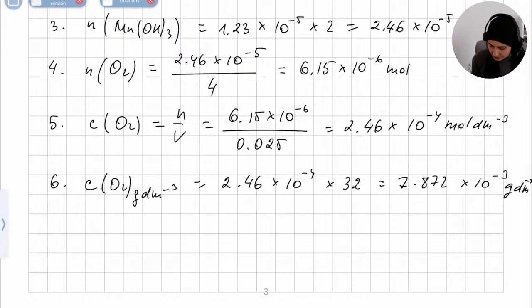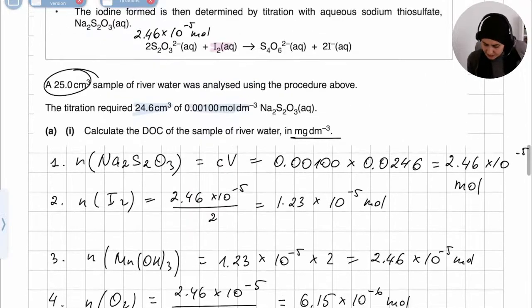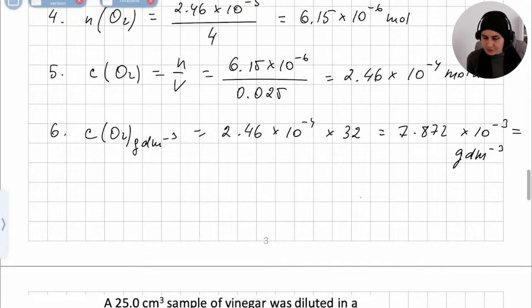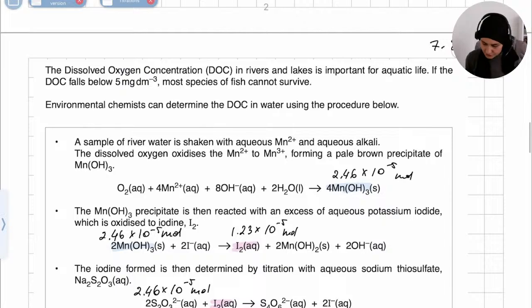Why is it per cubic decimeter? Well, because this was how many moles you have in 1 dm cubed. If I multiply by molar mass, it's how many grams I have in dm cubed. And that's exactly what it says, how many grams you have per cubic decimeter. And then I just have to convert it to milligrams, because they want milligrams. To convert from grams to milligrams, you multiply by 1,000. So the 10 to the minus 3 would be gone, per dm cubed. And I had the answer from the mark scheme there. So that's correct, 7.872.